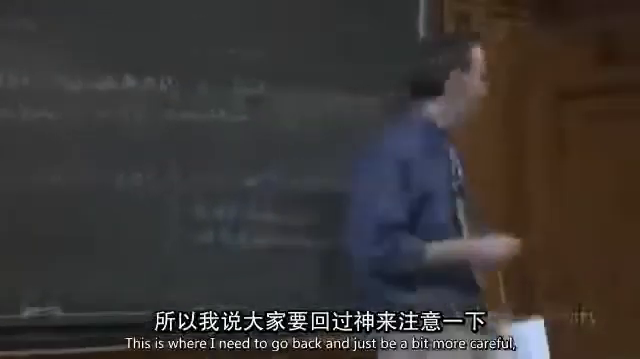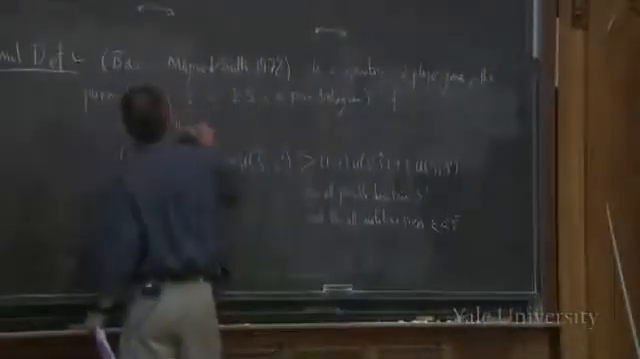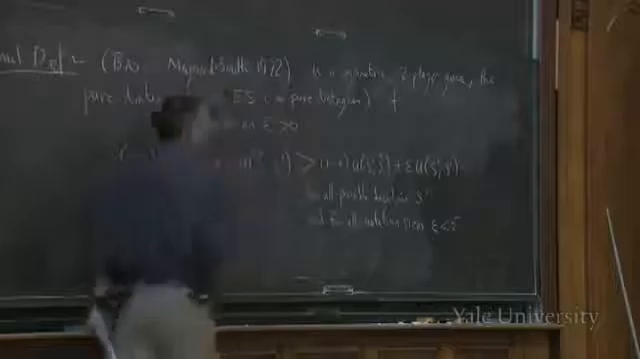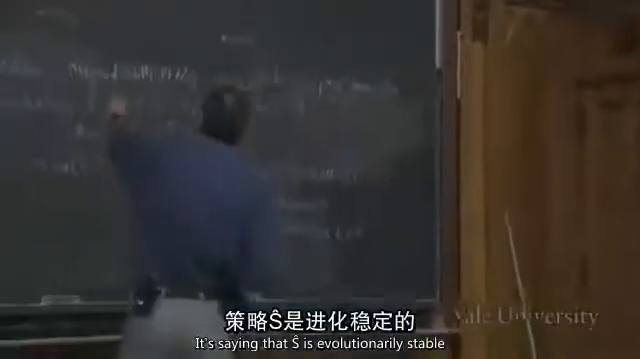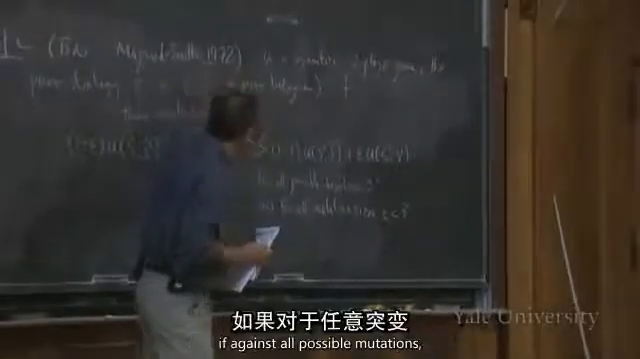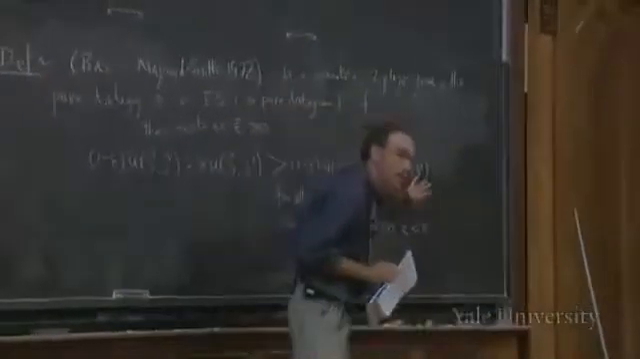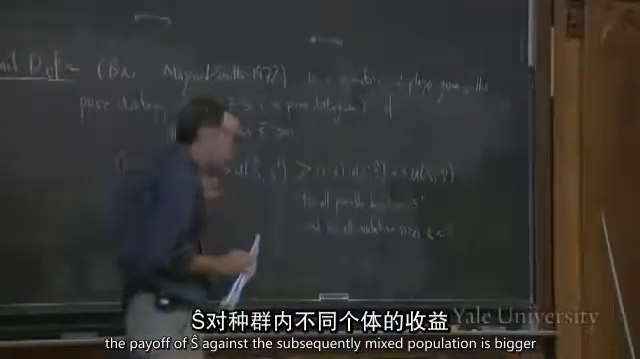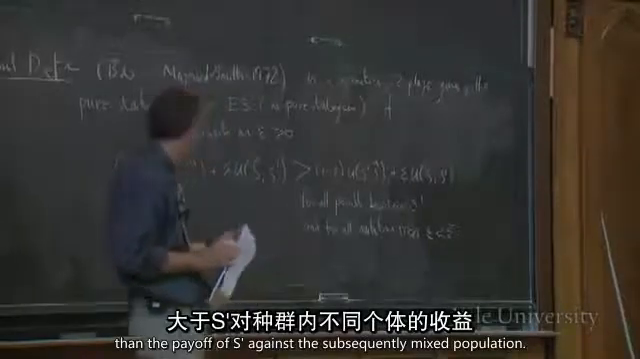All right, now this is where I need to go back and just be a bit more careful. So I'm going to write on this extra line, there exists an epsilon bar. All right, that's why I left that extra line there. So this looks like very nerdy things. Let's talk our way through it. All right, what's it saying? It's saying that S hat is evolutionarily stable if, against all possible mutations, so all possible versions of Rahul, S prime, the payoff of S hat against the subsequently mixed population is bigger than the payoff of S prime against the subsequently mixed population. Let's just see why that's so.